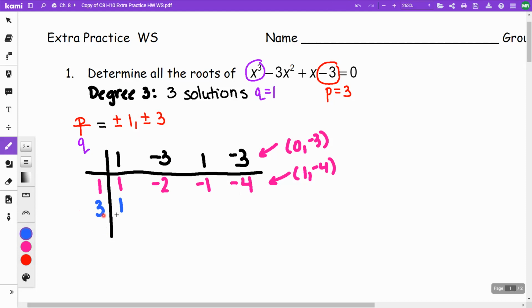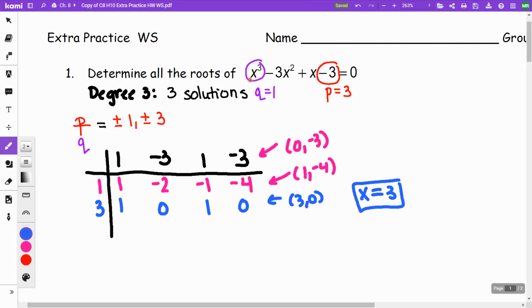Bring down my 1. 1 times 3 is 3. Add it to -3, 0. 0 times 3 is 0. Add it to 1, 1. 1 times 3 is 3. Add it to -3, 0. Okay, so this was 3, 0, and that is a solution.